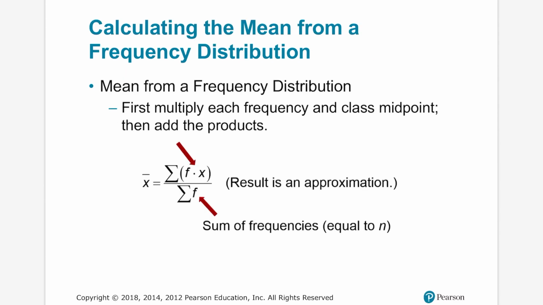Next, we are going to learn how to calculate the mean from a frequency distribution. To find the mean of the frequency distribution, we have the formula saying that we need to take the frequency times your value, and then we take the sum of all of those divided by the sum of the frequency, which is your sample size.